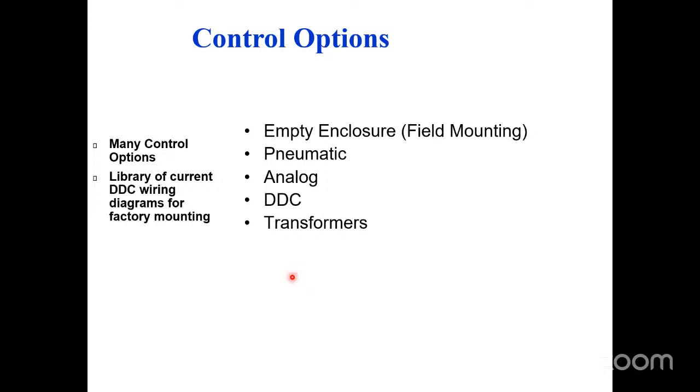Control-wise, you can add your controls to the VAV box in the field with your favorite controls manufacturer, or you can have them factory mounted for you. If it's a really big job and you have plenty of lead time, it probably saves some labor effort to have them factory mounted. But what you do is you send all your drawings in to your supplier.